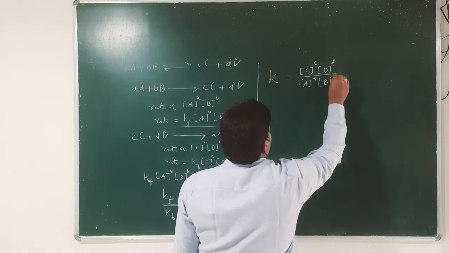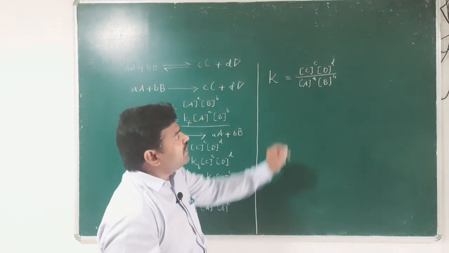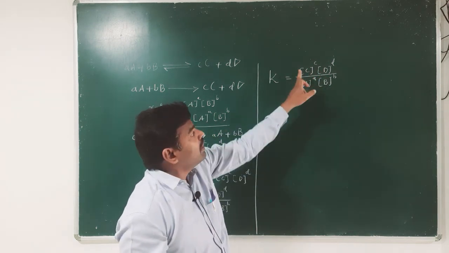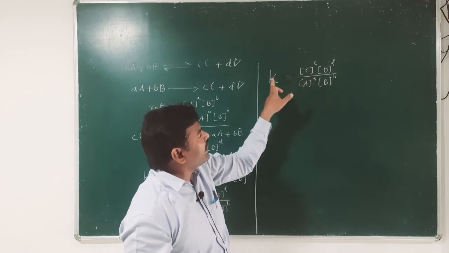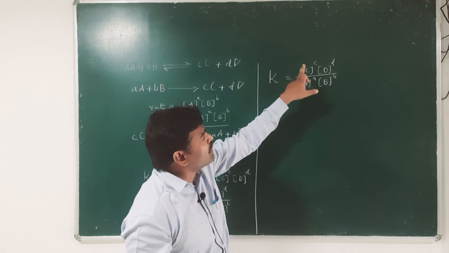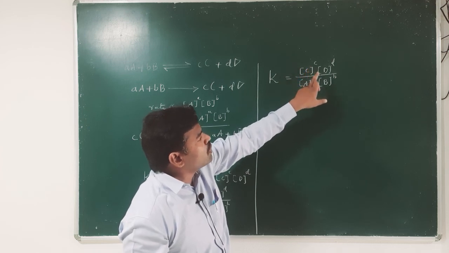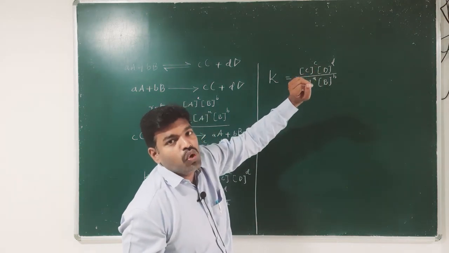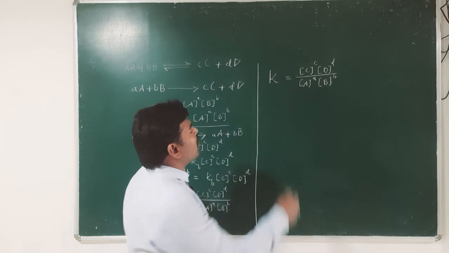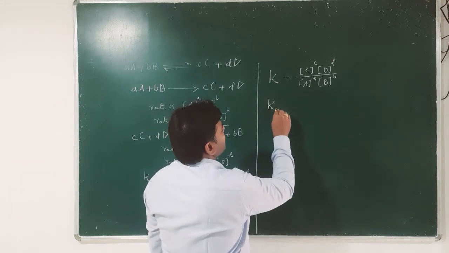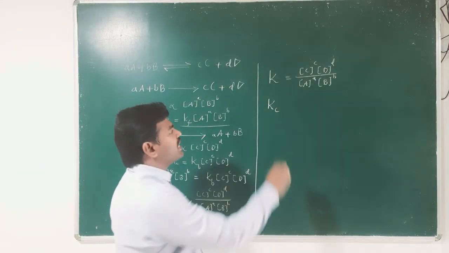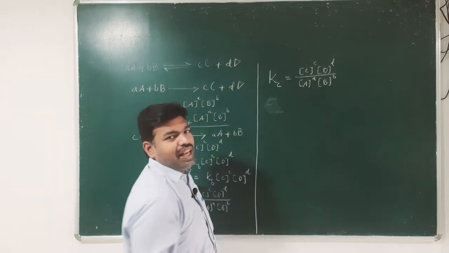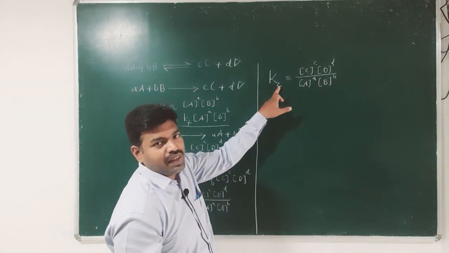If these concentrations are expressed in molar concentrations, the equilibrium constant is the ratio of the concentration of products to the concentration of reactants. If these concentrations are expressed in moles per liter, then the equilibrium constant K can be written as Kc. So, if these concentrations are molar concentrations, then we write the subscript c for K.